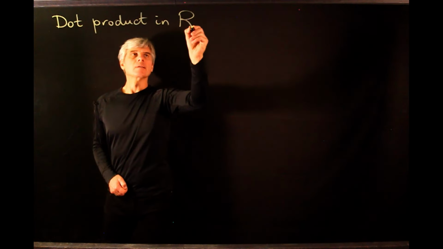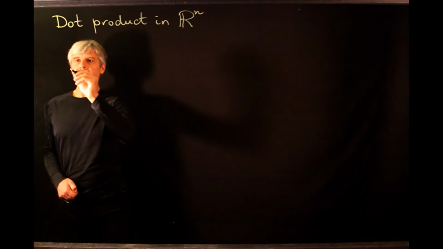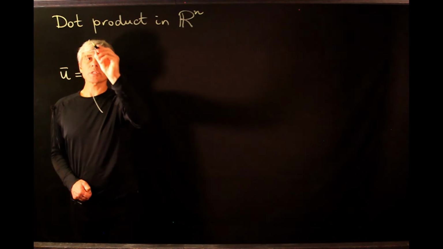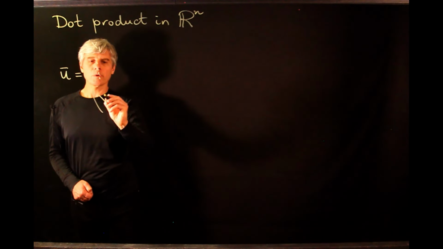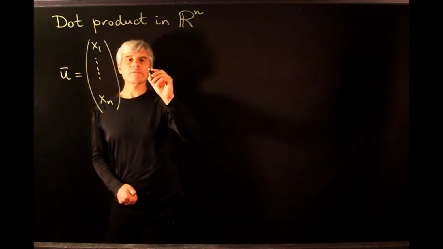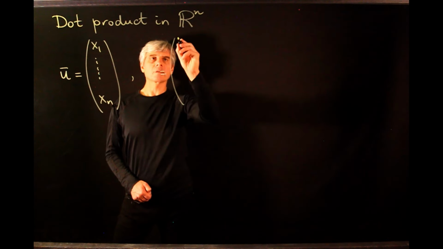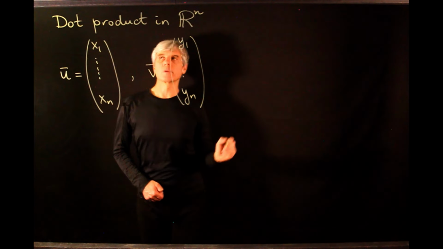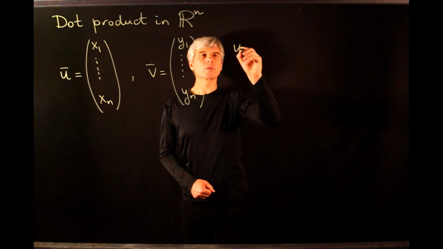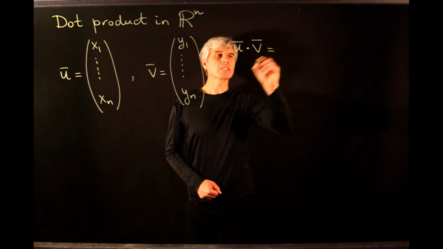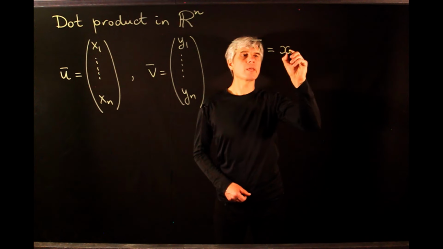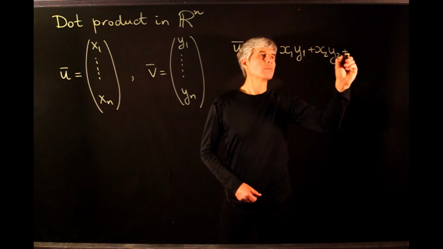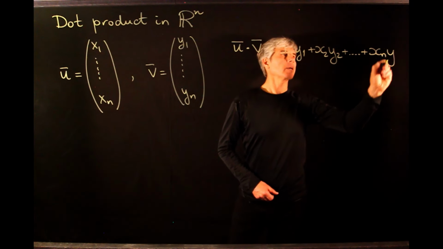Next, let us define the dot product in Rn. Suppose we have two vectors. Say we have a vector u with coordinates x1 through xn, and a vector v with coordinates y1 through yn. The dot product u dot v is defined as the following expression: x1 times y1 plus x2 times y2 plus up to xn times yn.